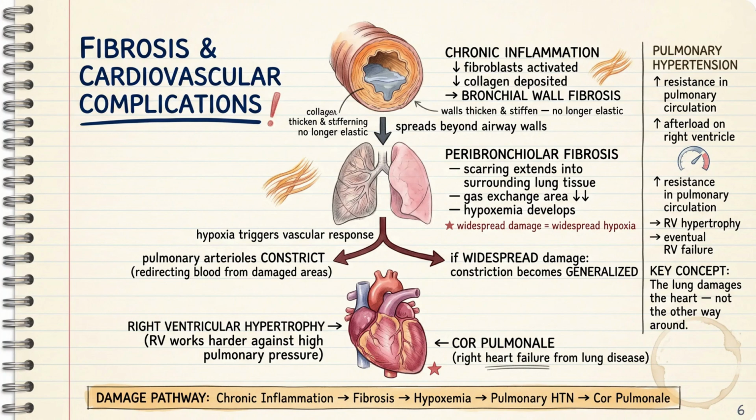This is pulmonary hypertension. The right ventricle now faces massively increased afterload. It hypertrophies. Eventually, it fails. And when the right heart fails because of lung disease, we have a specific name for that: cor pulmonale.